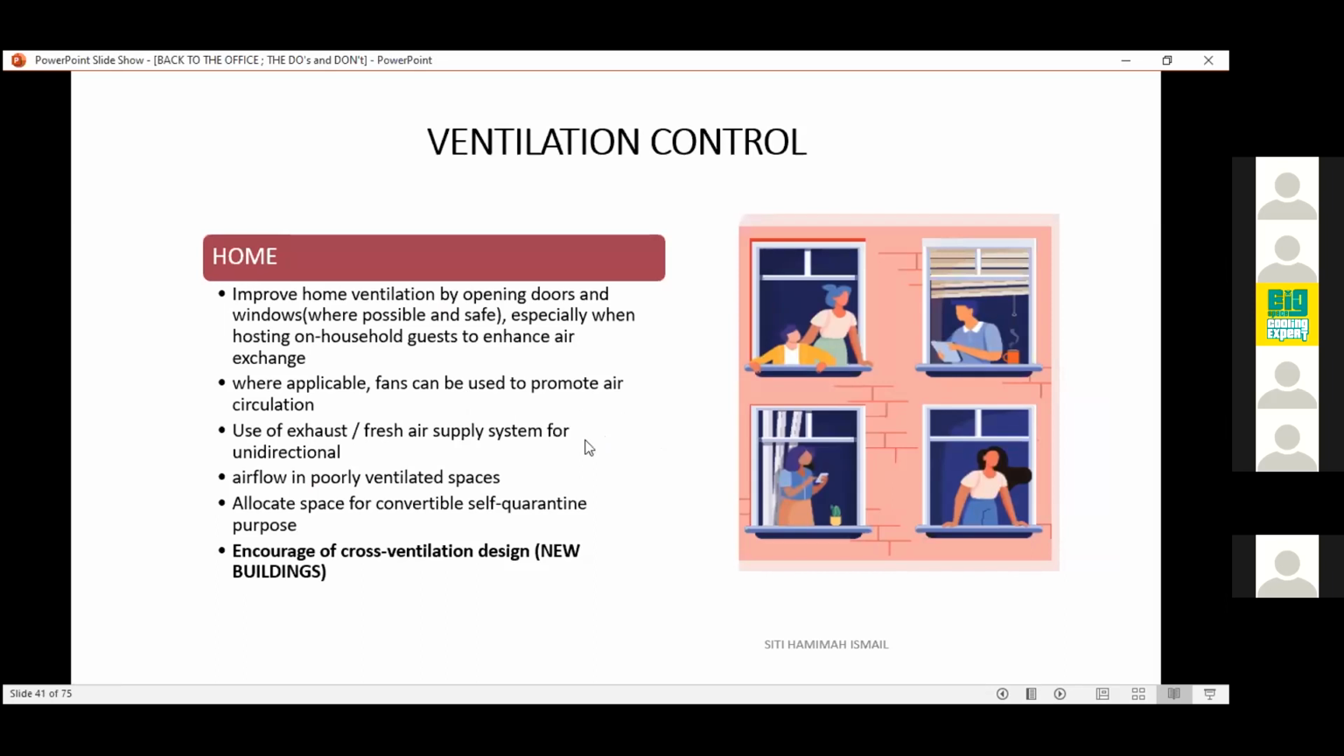Okay, kalau nak buat new building sekarang, we need to encourage cross ventilation punya design. Sebab sebelum ni kita tak pernah ada pandemic. We don't go into cross ventilation design ni sangat. But with the pandemic, we have another lesson learned yang kita sebenarnya really need to go into this particular issues. Sebab apa? Certain time the building need to be purged. Okay, certain time we need to control the ventilation rate.